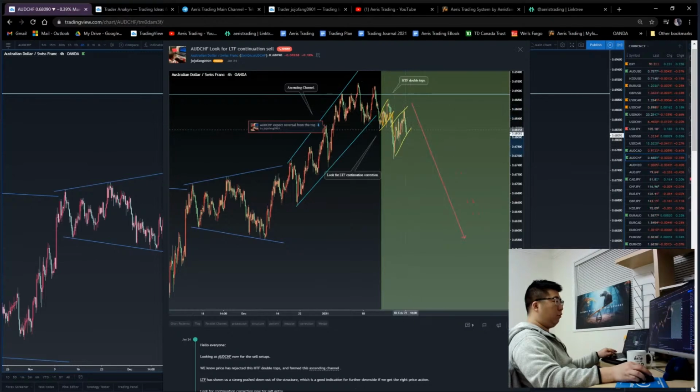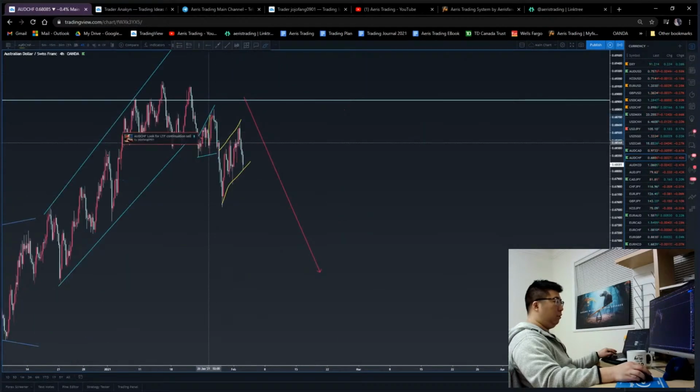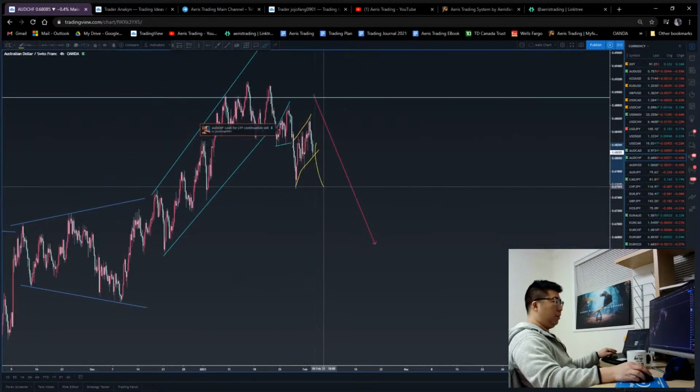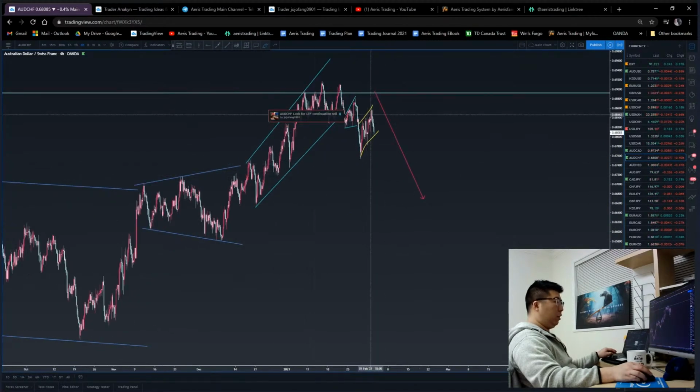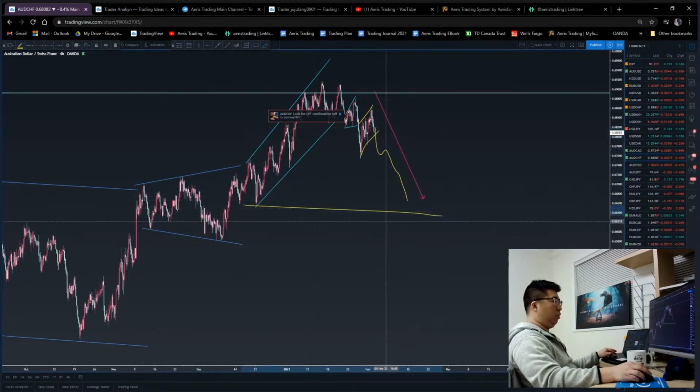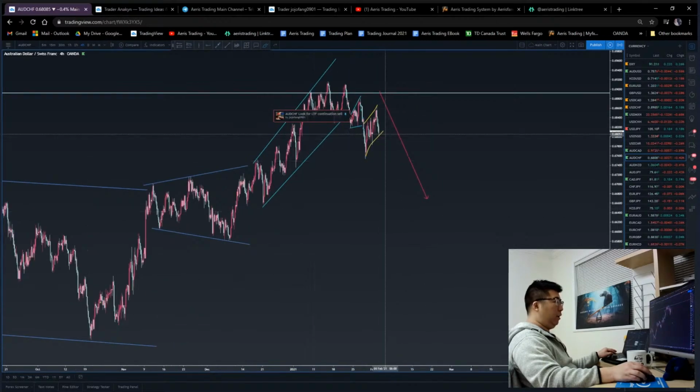But it looks like we're just forming another continuation, right? A continuation to correct this move, and we're still going to expect this move to continue. So if you're holding the trade, good, because this looks like it's going to be a continuation now. If we just break out, then expect this push all the way down to the beginning of this correction here, and then kind of reevaluate to see if we have enough momentum to continue.